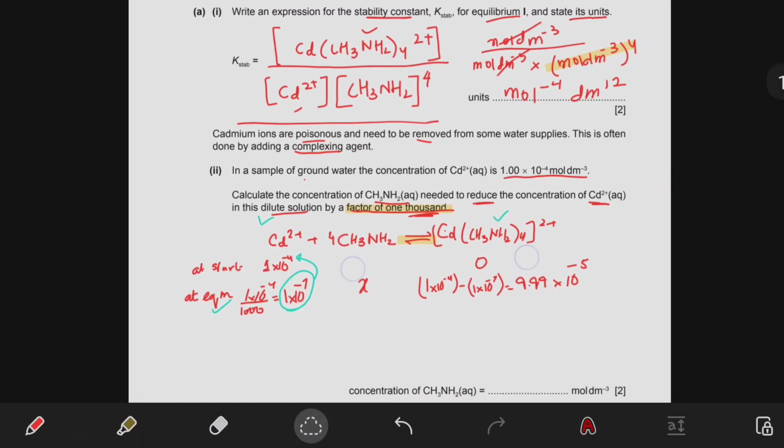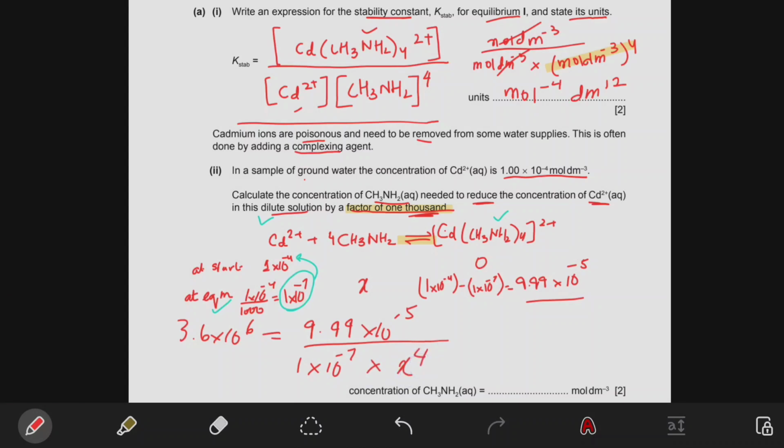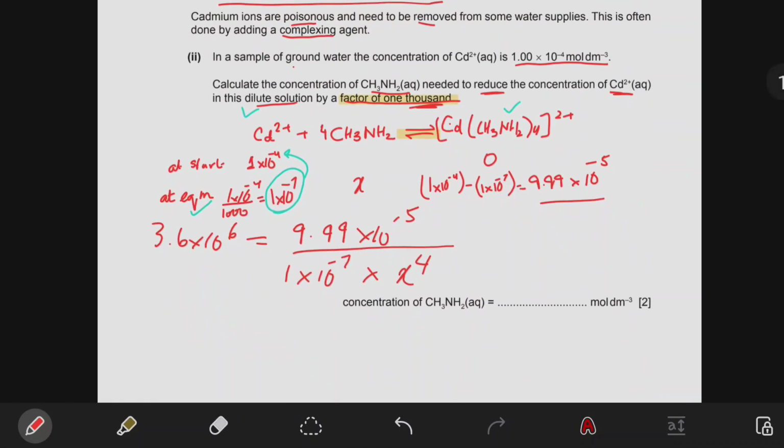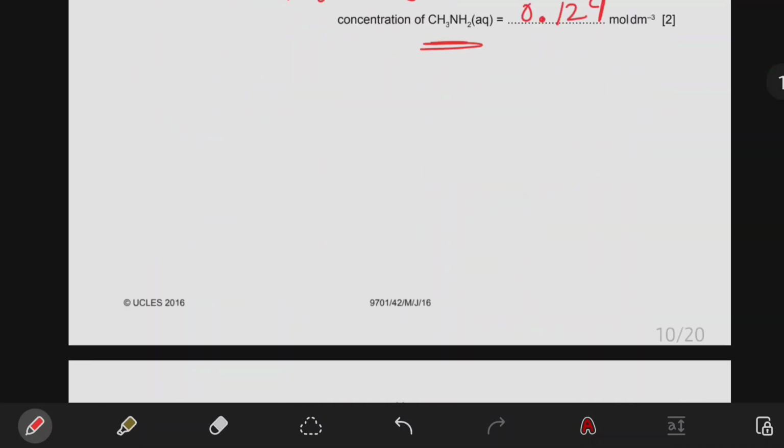3.6 into 10 to the power 6 is our K stab. 3.6 into 10 to the power 6 equals this concentration, which is 9.99 into 10 to the power minus 5, over cadmium ions concentration at equilibrium, it would be 10 to the power minus 7 into x to the power 4. Please remember this. And this would finally be 0.129.